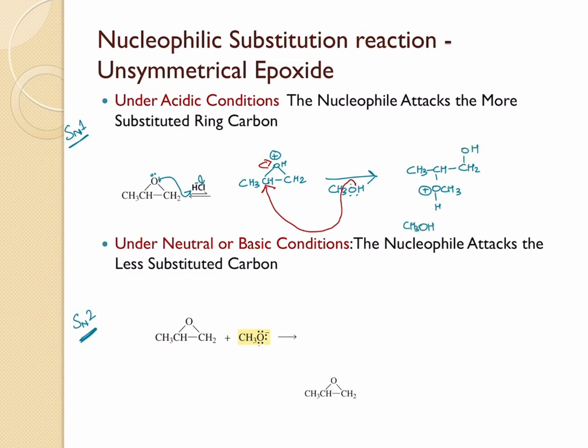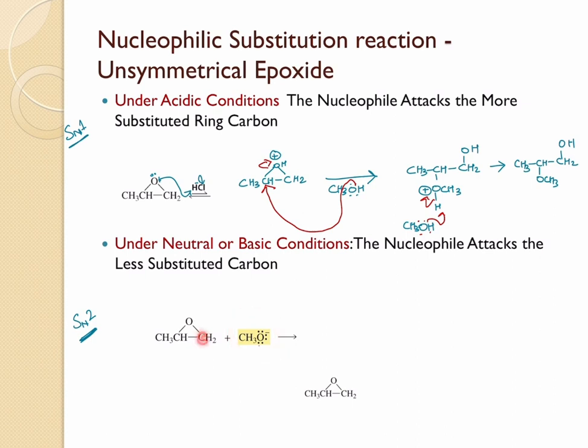And in the next step, methanol will abstract this hydrogen and neutralize this positive charge to give us the final compound. So this is the compound that we'll be getting. But let's see what is going to happen when we conduct the reaction under neutral or basic conditions. Under neutral or basic conditions, we have a strong nucleophile and it's going to follow the SN2 mechanism.